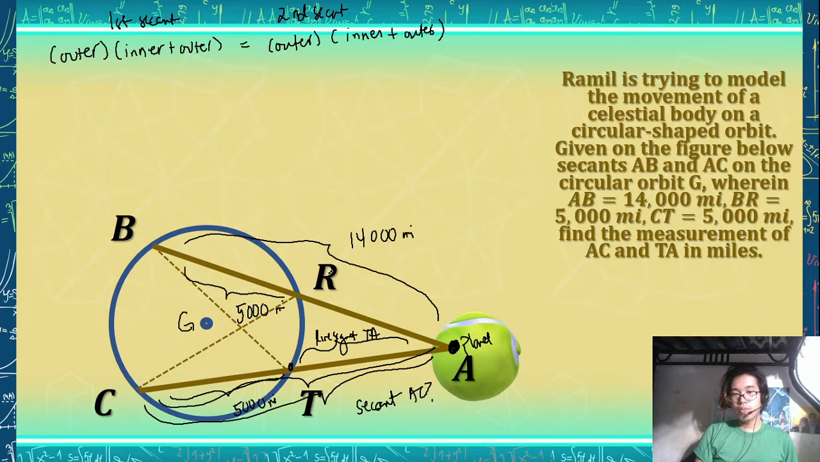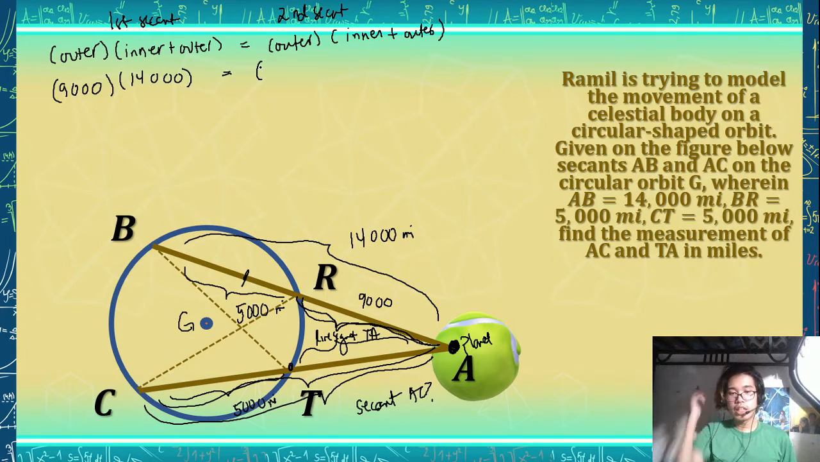We know that its total is 14,000, so you can write 14,000 times the outer part. If the whole is 14,000 and this part is 5,000, then the outer part is 9,000, because 5,000 plus 9,000 gives you 14,000. So 14,000 times 9,000 should be equal to the expression for the second secant, which is the one we need to find.